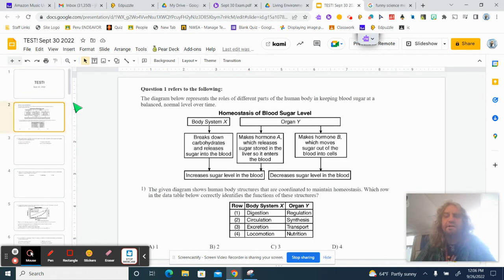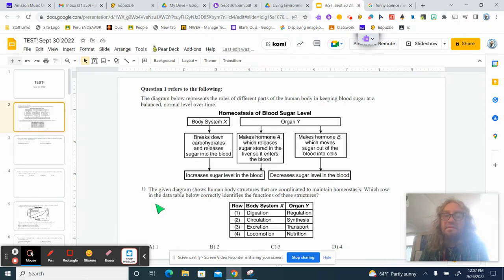Question one refers to the following. The diagram below represents the roles of different parts of the human body in keeping blood sugar at a balanced, normal level over time. You can see it says homeostasis of blood sugar level. Body system X breaks down carbohydrates and releases sugar into the blood, increases sugar in the blood. Organ Y makes hormone A, which releases sugar stored in the liver so it enters the blood, and makes hormone B, which moves sugar out of the blood and into cells. Decreases sugar level in the blood.